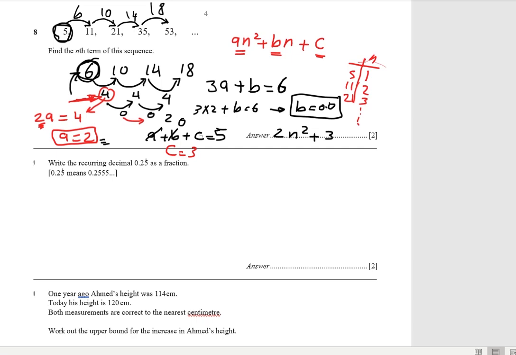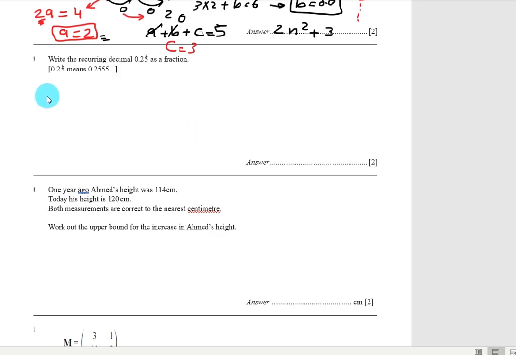Okay, let us go to another question. Write the recurring decimal 0.25 with the 5 recurring as a fraction.